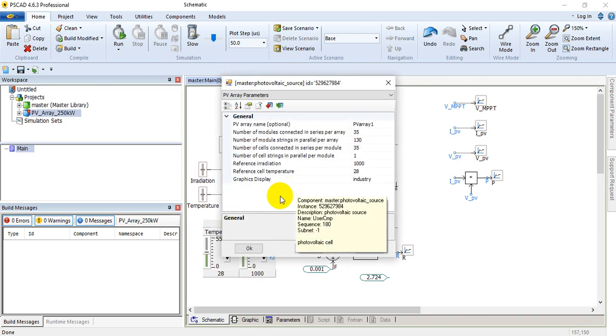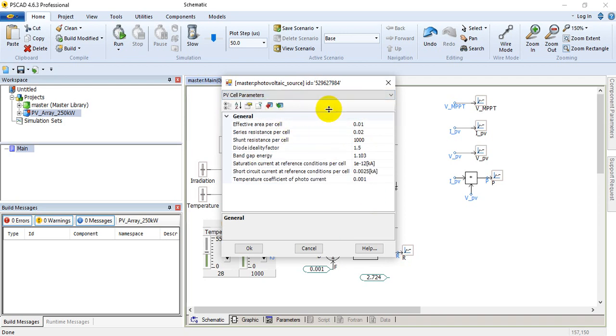The next important thing is the PV array and its parameters. When you double click on this, you can see that in the PV array there are different modules connected in series, and overall it consists of 130 module strings in parallel, where each string has 35 modules. Also, the number of cells connected per module is 35. This is the information of your PV array, and also the PV cell parameters if you select.